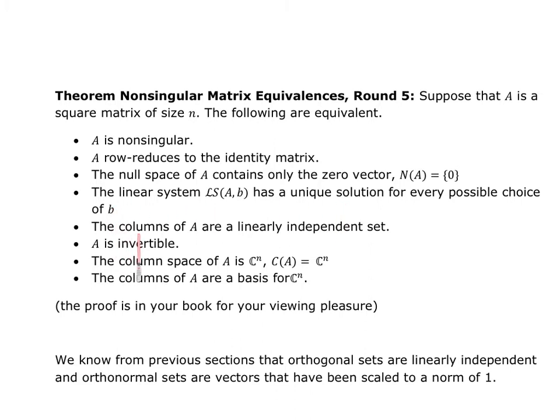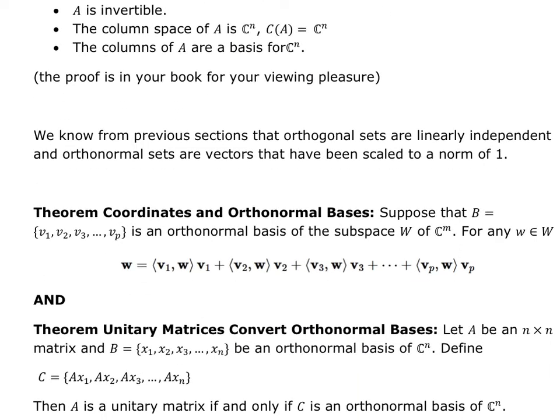We knew that too. The columns of A are linearly independent. A is invertible. The column space of A is Cn. And the columns of A form a basis for Cn. It's square, remember, so I don't have to worry about the M part, just the N part.